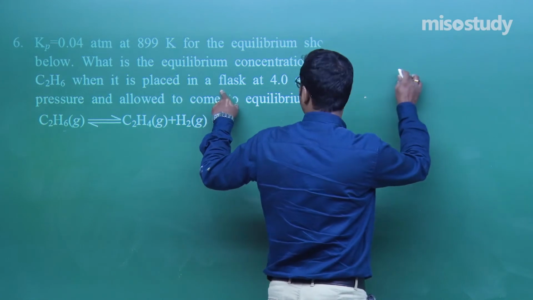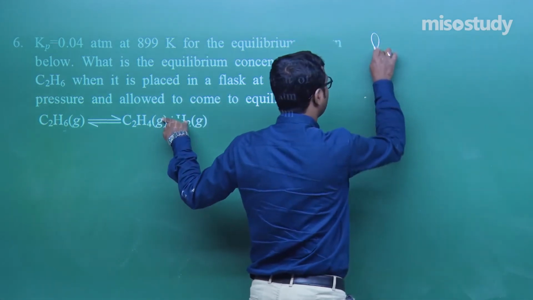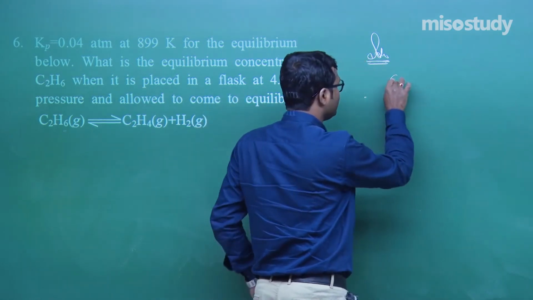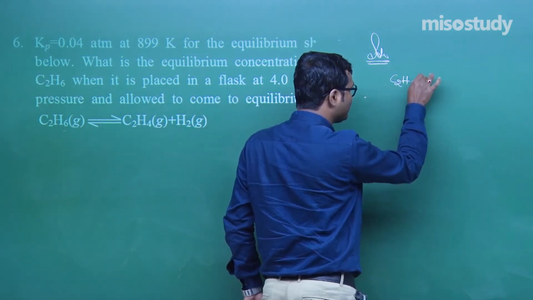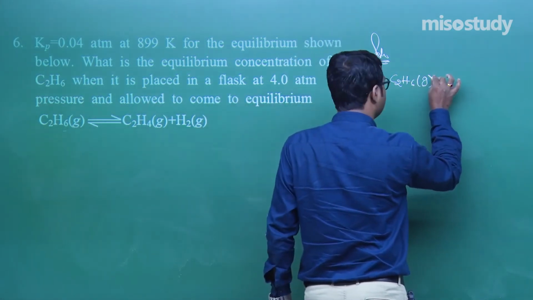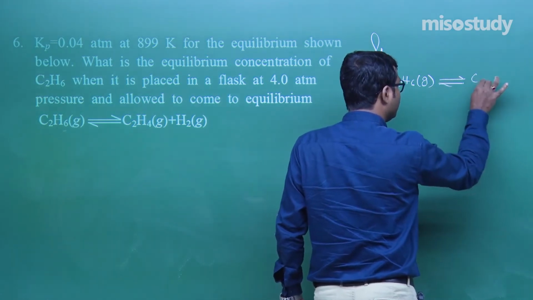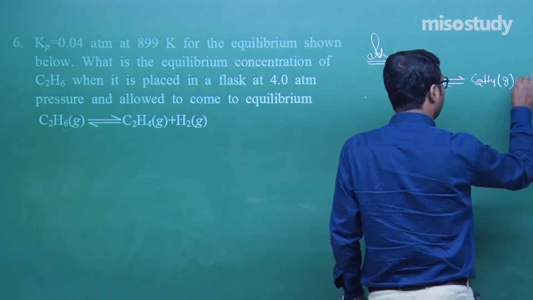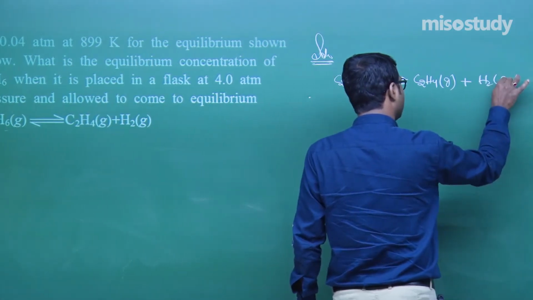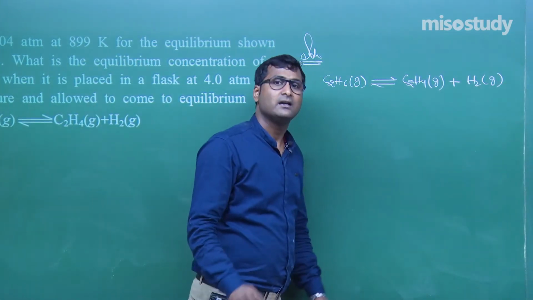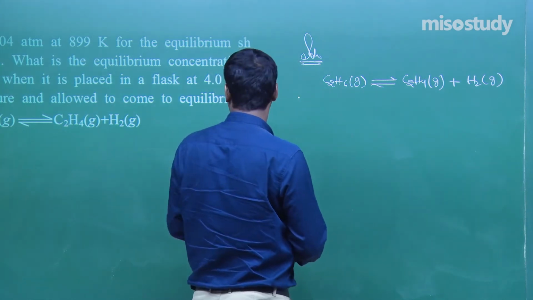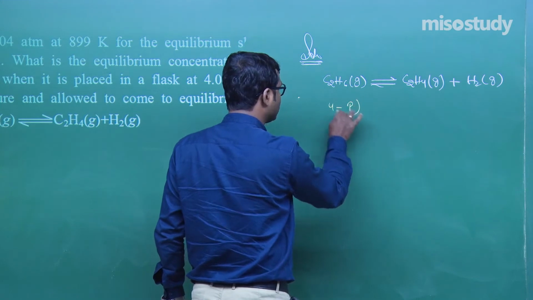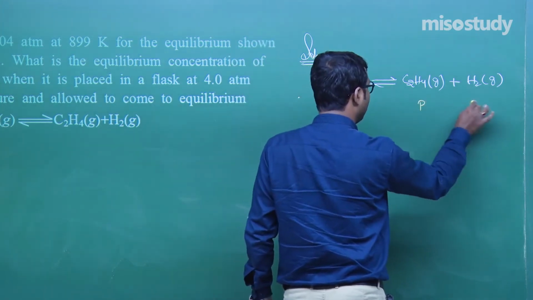Now what is the expression? Solution of this question. This is one of the best questions. C2H6, in a gaseous state, gives you C2H4, also in a gaseous state, plus H2, gaseous state. Am I right? Yes. Now what is the concentration here at equilibrium? You find 4 minus P, P and P.